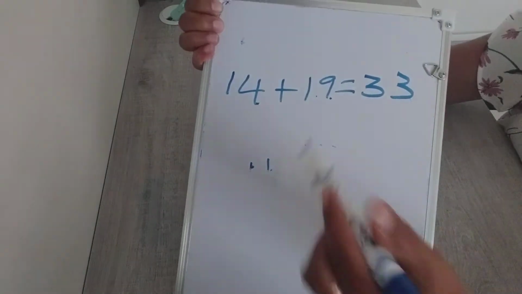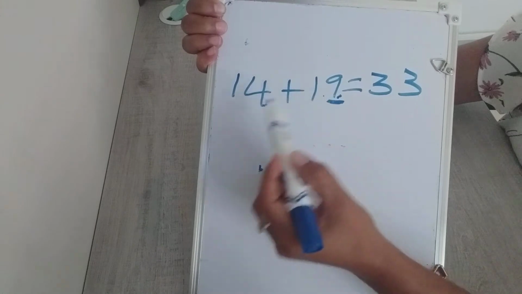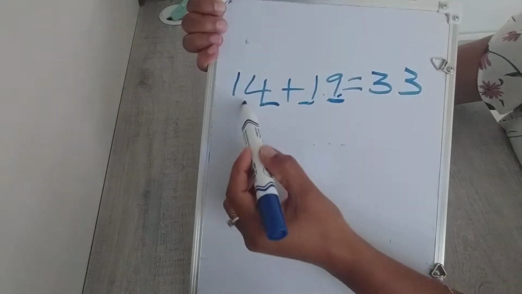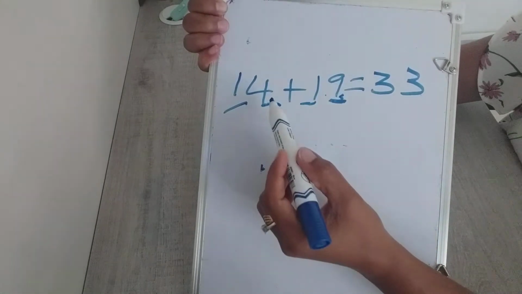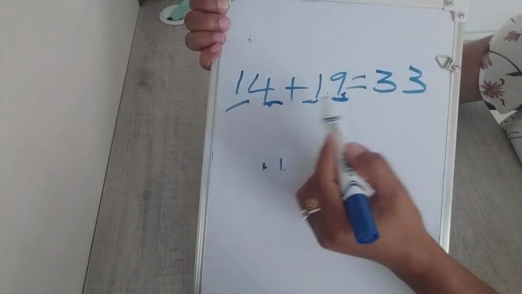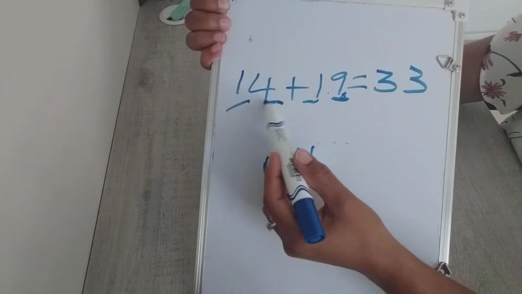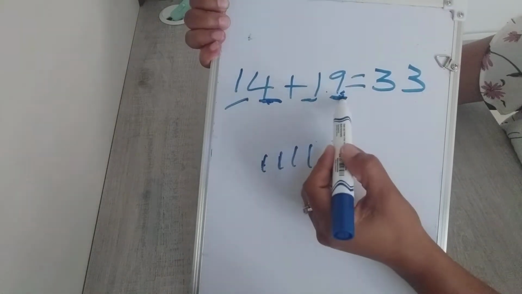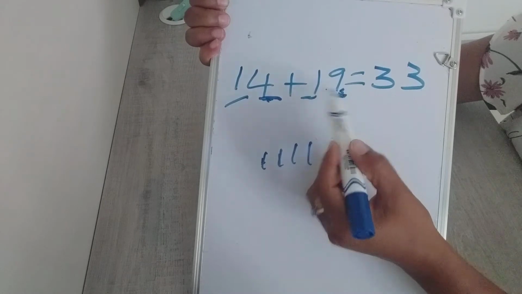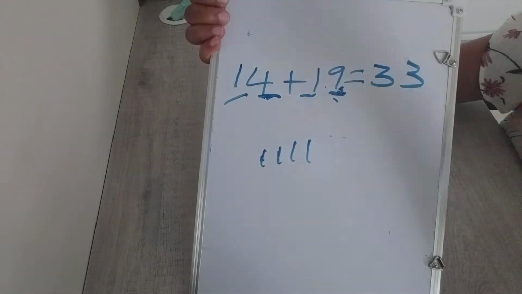Or if you want, you can add 4 plus 9. First the first digit, and then after that the second digit. 4 plus 9. I have 4 here and I have 9. If you want, you can keep 4 in your head, or you can keep 9 in your head. Whichever you want, you can keep in your head, okay? I have 9 in my head.